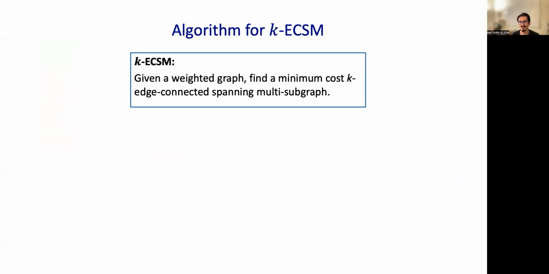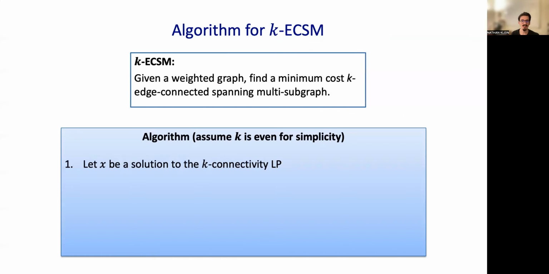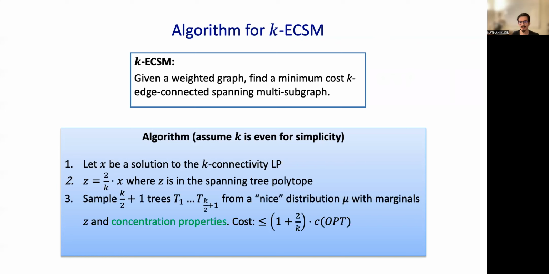So now the algorithm is the following. Let x be a solution to the k-connectivity LP. Now let's transform it, using the last slide, into k over 2 times the point z in the spanning tree polytope. Now let's sample k over 2 plus 1 trees independently from some nice distribution mu over spanning trees with marginal z, which I'll talk about shortly.